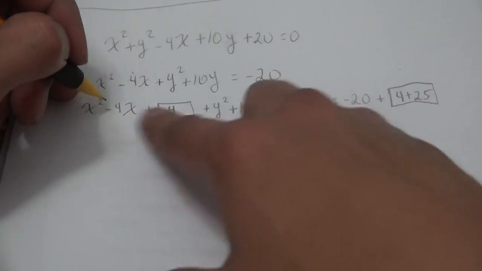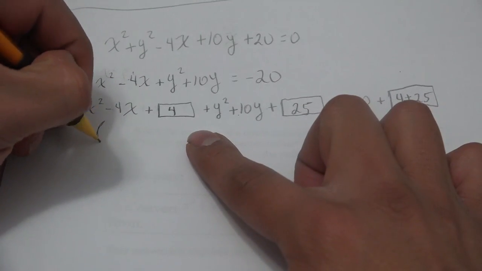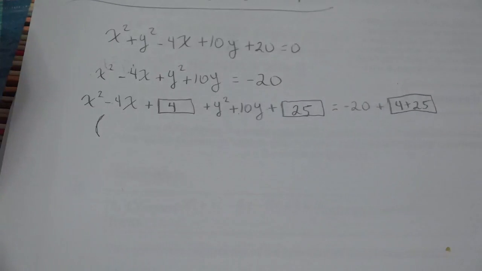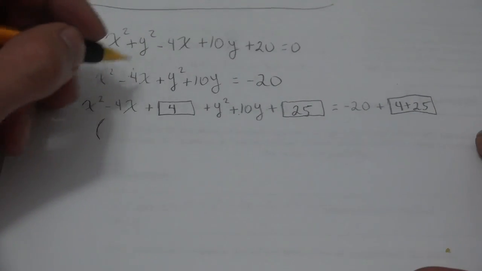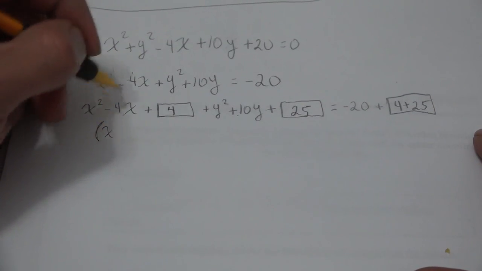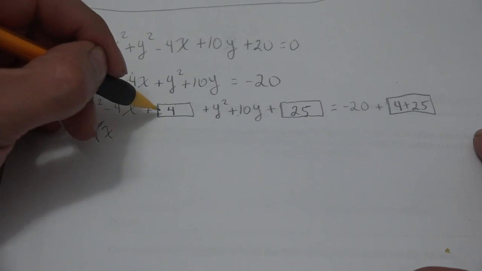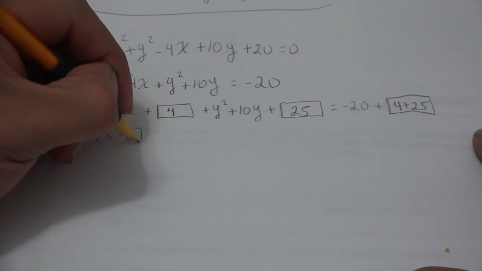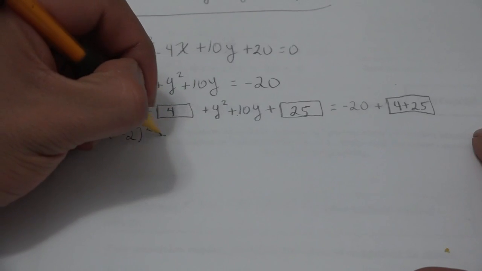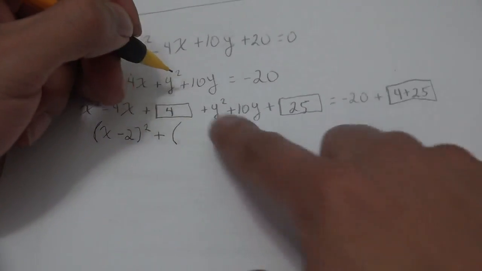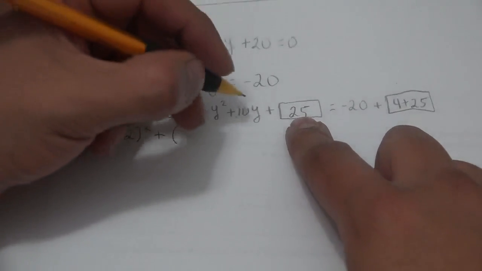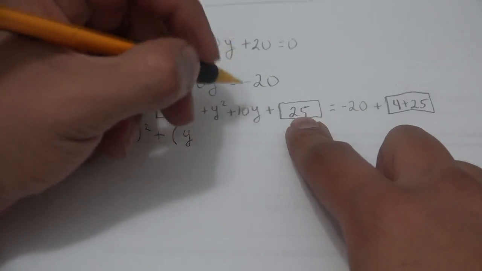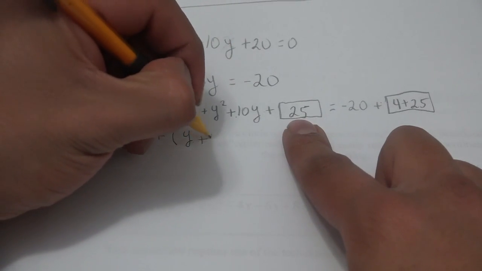So now, this creates a perfect square. This creates a perfect square, what do you call that? Binomial. So this is going to be x minus, what was the term that I squared? Negative 2, right? So it's going to be x minus 2 squared. Plus, again, this will create a perfect square binomial. So y plus, what was the term that I squared? 5, right?